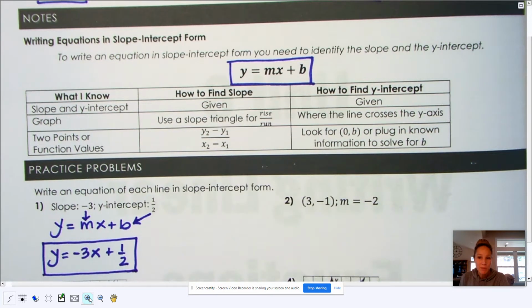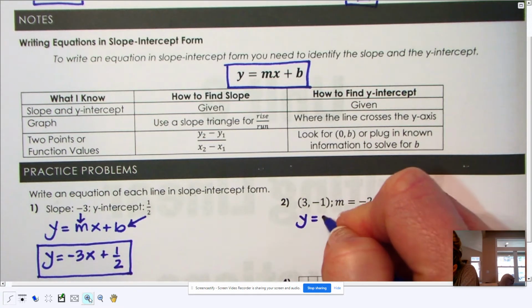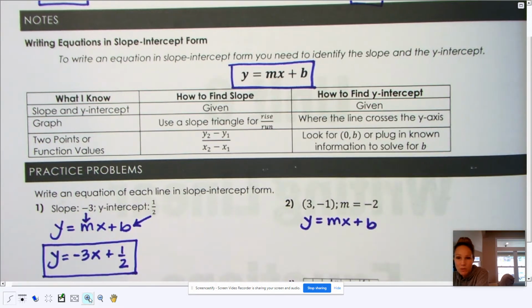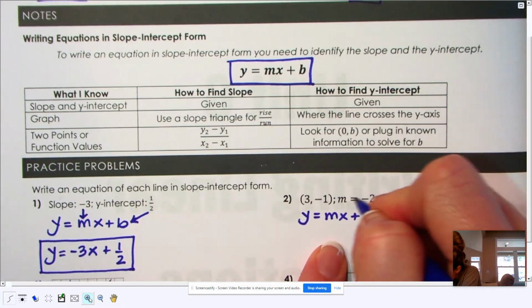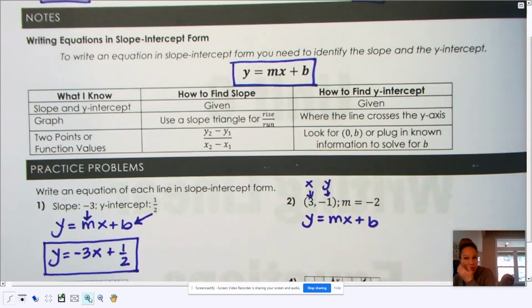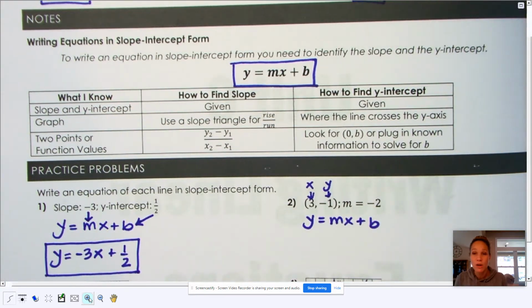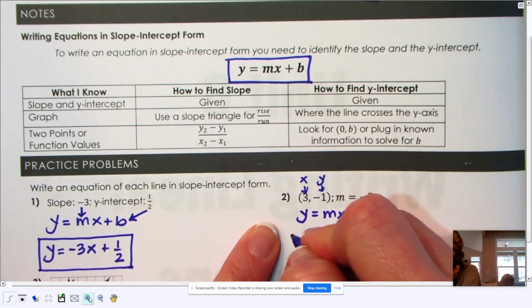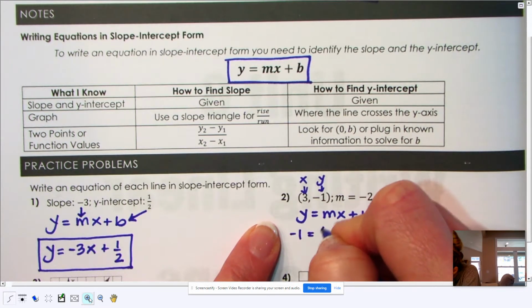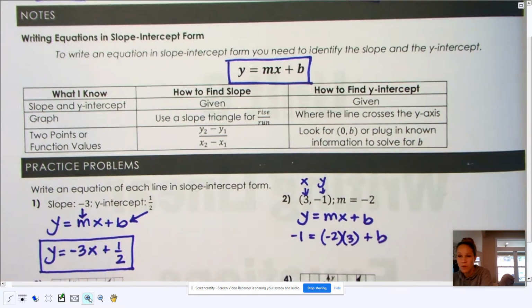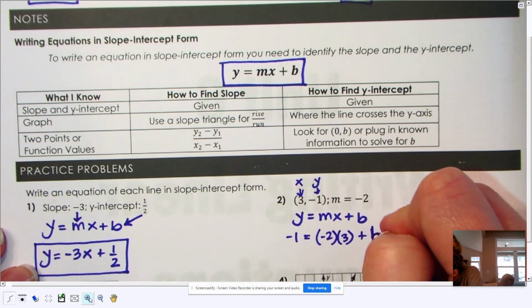Well, let's look at problem number 2. What do we know? Remember that we're going to start with y equals mx plus b every time. And the first time we knew what m and b were. This one, they tell us m, but all we know is an x value and a y value. We don't know what b is. So we're going to plug in the information that we know and try to find b. So y is equal to -1, m was equal to -2, x is equal to 3, and I need to solve it to find what b is.